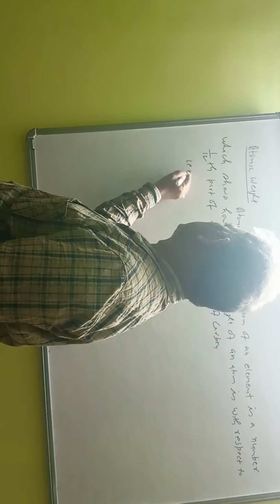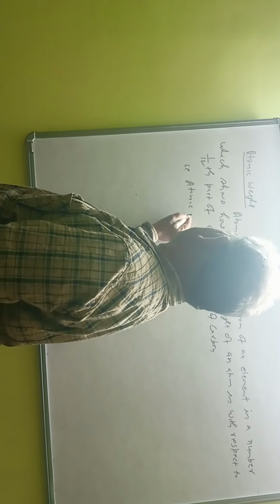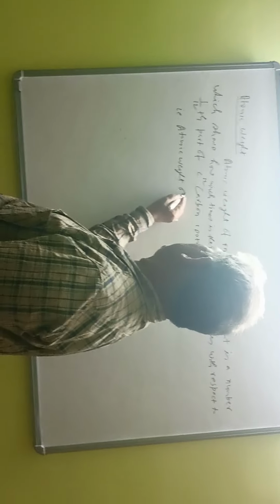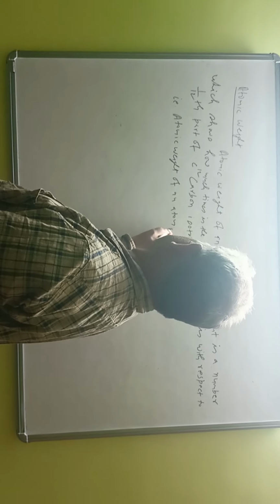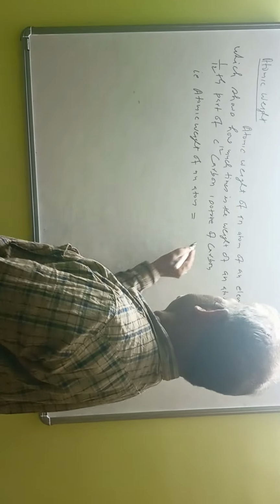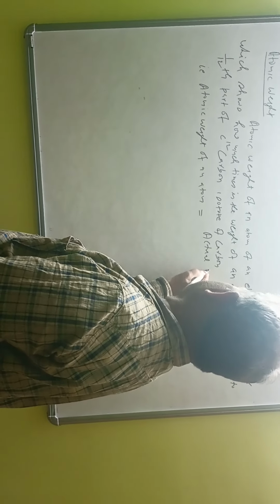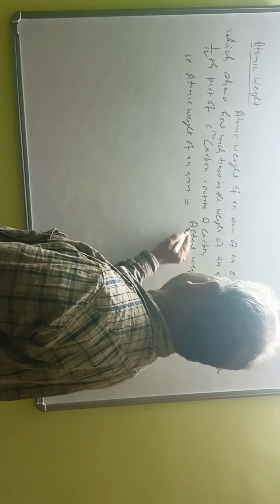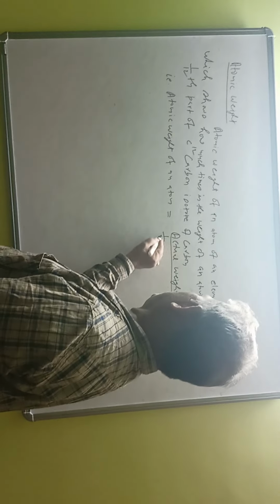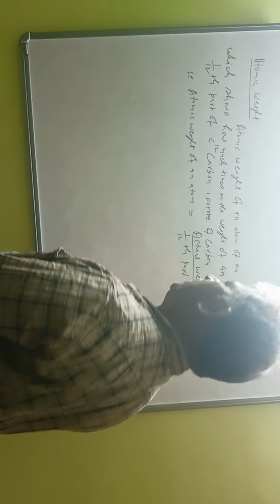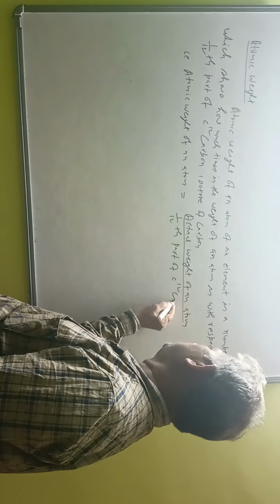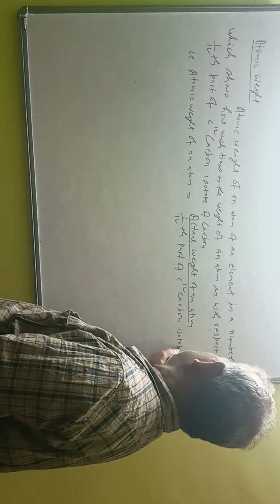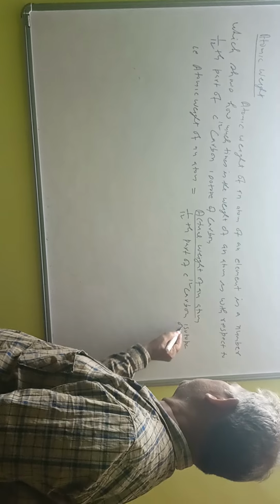That is, atomic weight of an atom is equal to the actual weight of an atom divided by 1/12 part of the C12 carbon isotope of carbon.